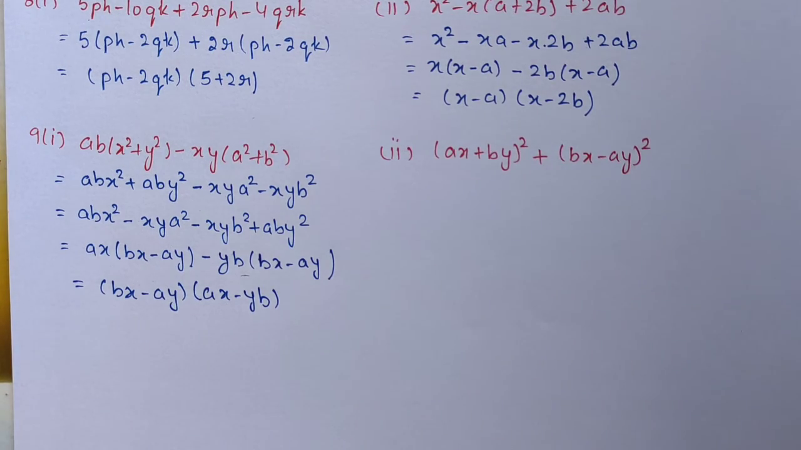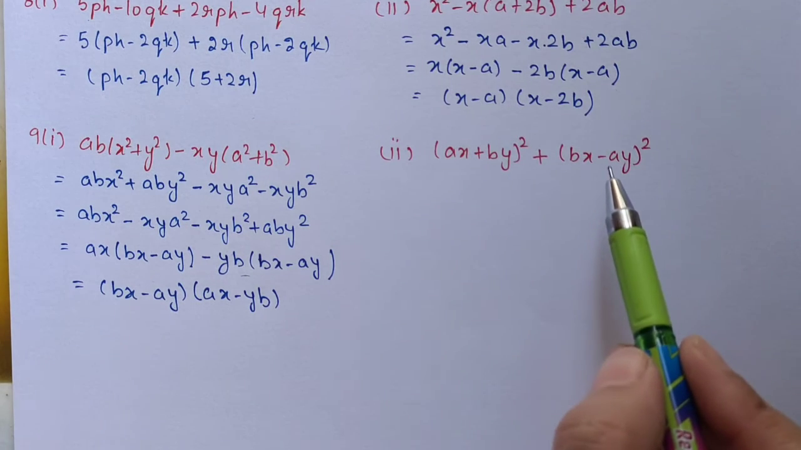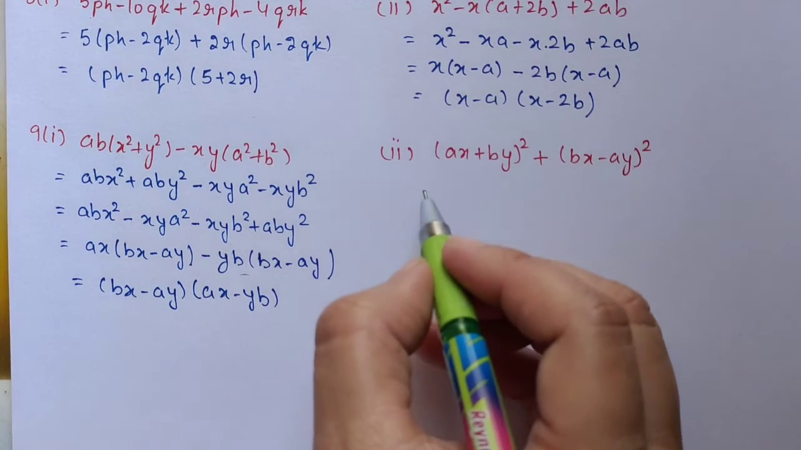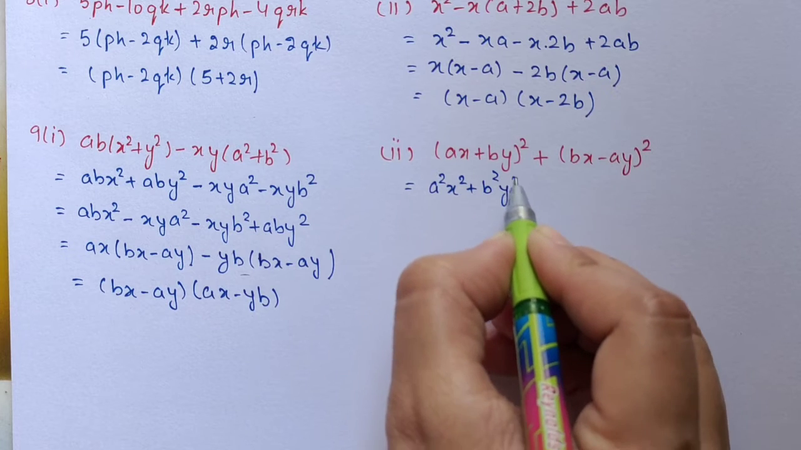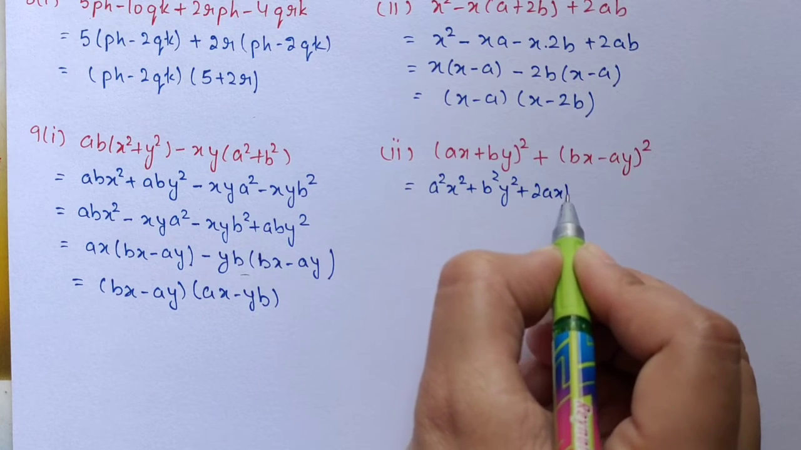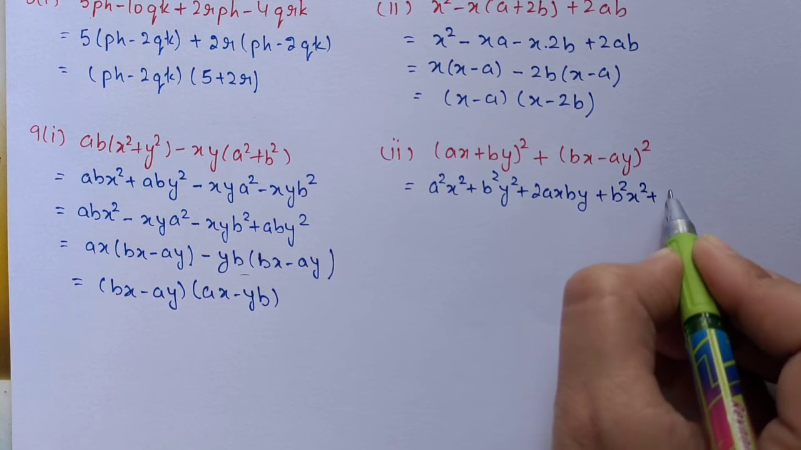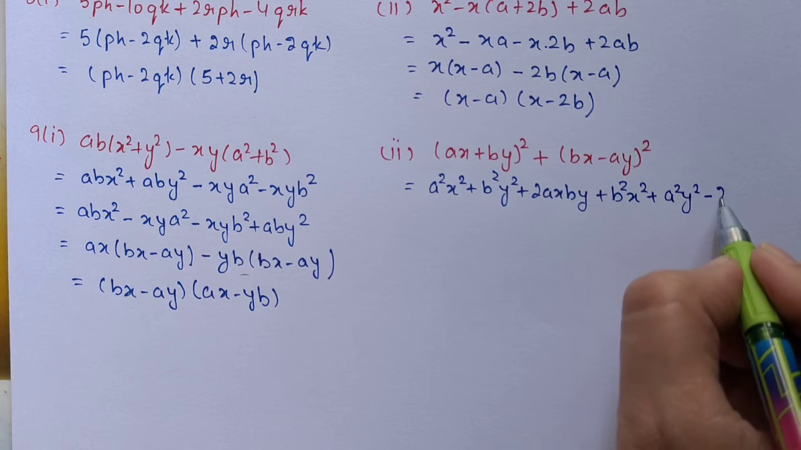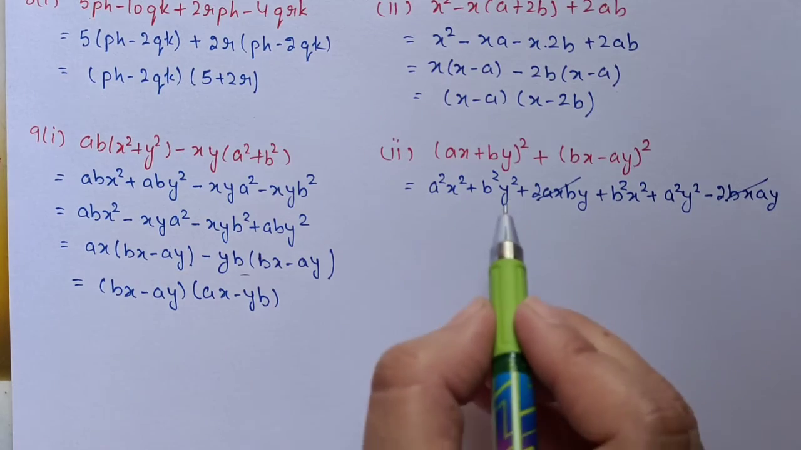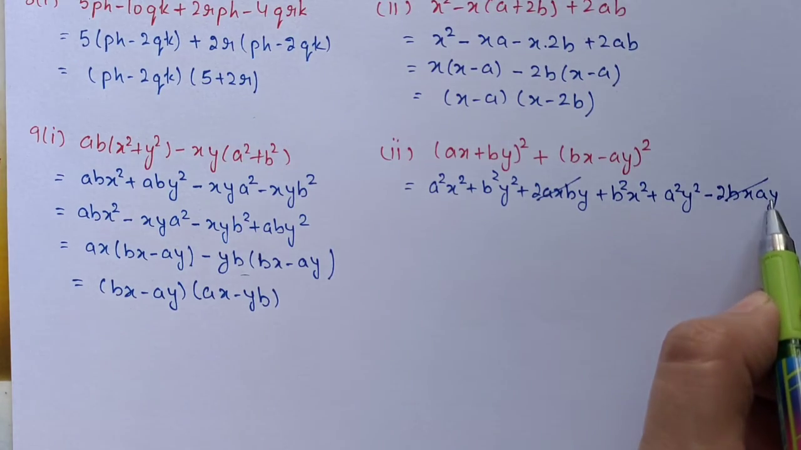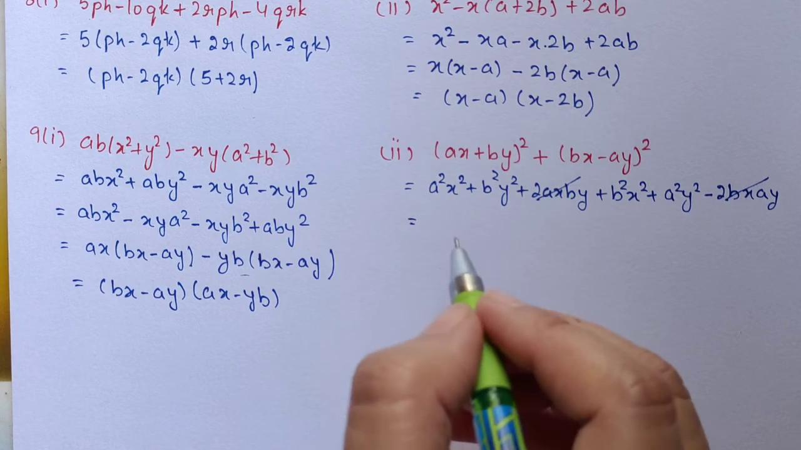In the second part, first we will remove these brackets. The first bracket with the help of (x plus y) whole square, the second one with the help of (x minus y) whole square. The first will be a square x square plus b square y square plus 2axby. In the same way the second bracket, b square x square plus a square y square minus 2bxay. So this thing will cancel out. These are the same, axby, bxay. The order is different, that doesn't matter, but they are the same. We can cancel them out. Now we will regroup it.